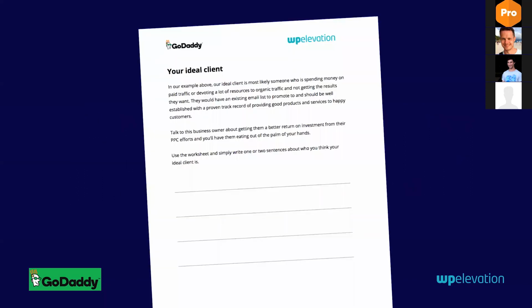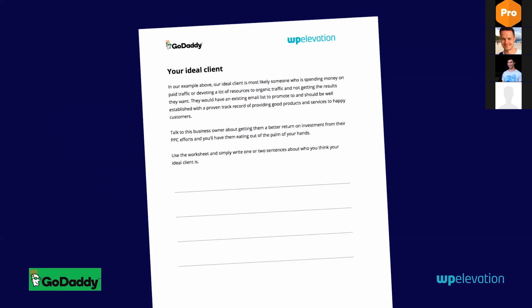So in our example with the CRO, this is page 3 of the worksheet. The perfect ideal client here is someone who is spending money on paid traffic or devoting a lot of resources to organic traffic and not getting the results they want. So what do they want? They want better conversions because they want lower cost per acquisition, because they want more profit.